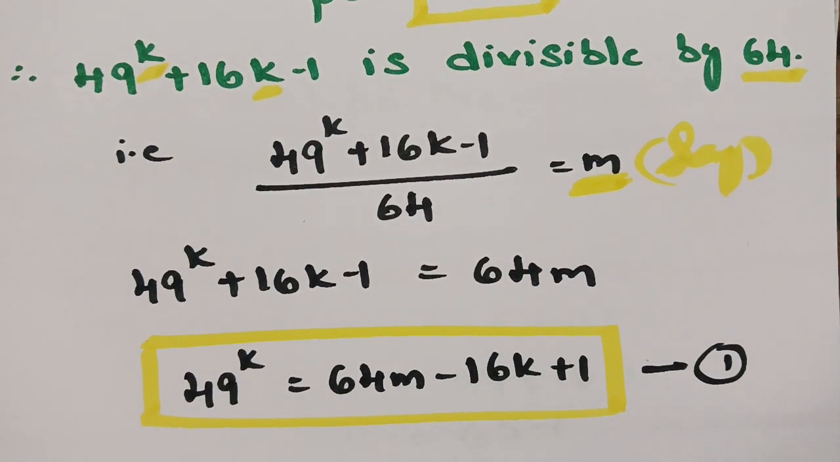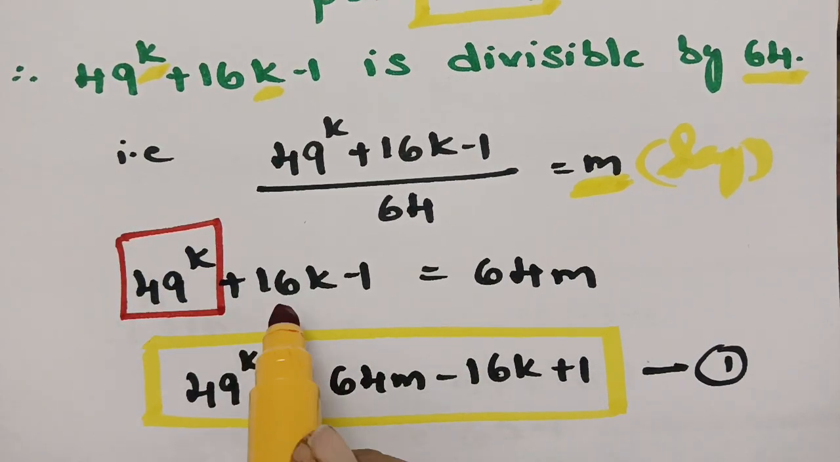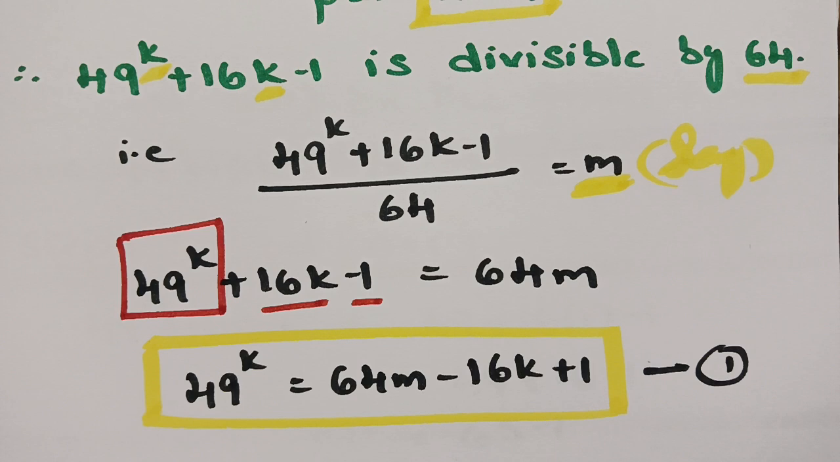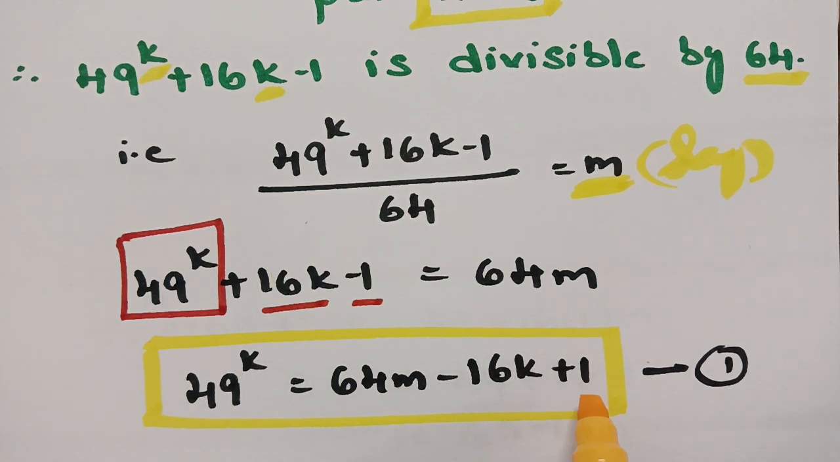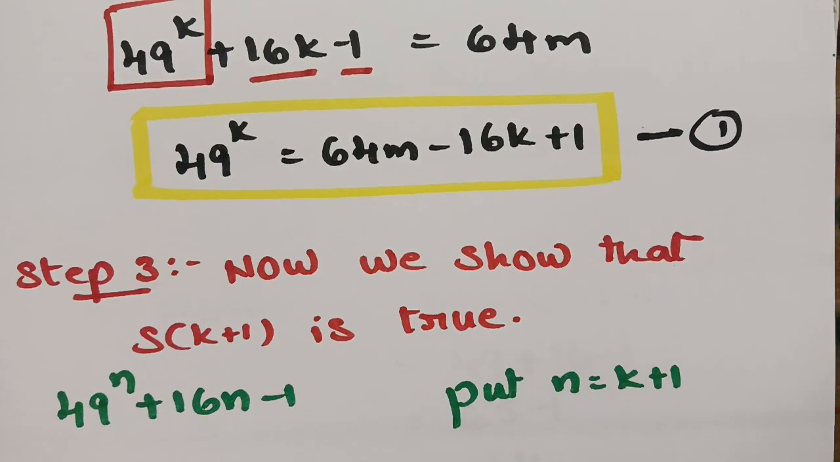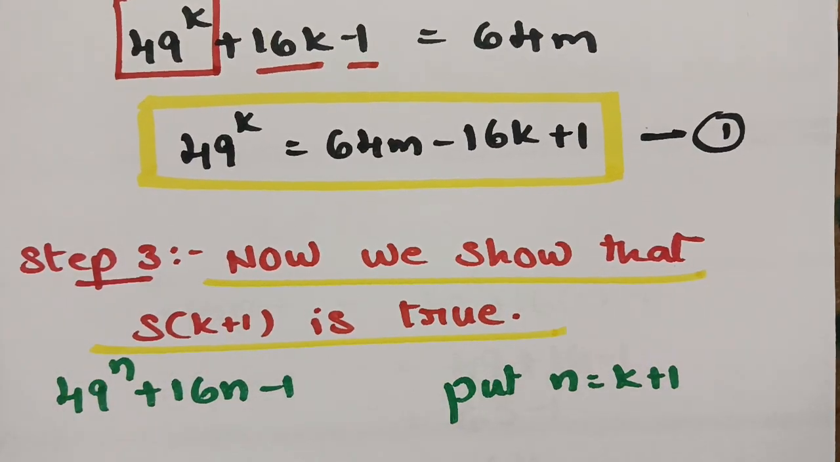Now we have to take this 49^k to one side and send the remaining two terms to the other side. See here, then 49^k is equal to 64m minus 16k plus 1. Name it as equation 1. This is the most important equation. In the third step, what do we have to do? We have to show that S(k+1) is true. So in the given statement we have to put n equal to k plus 1 and check whether it is divisible by 64 or not.